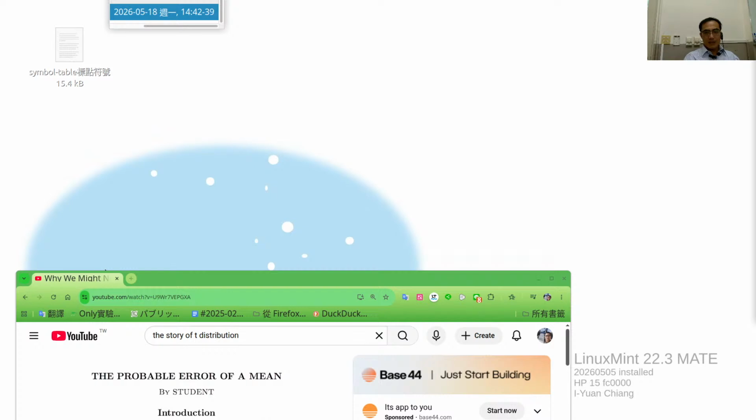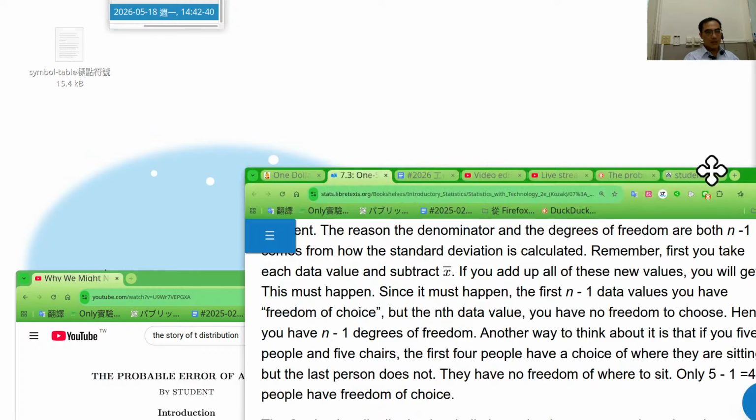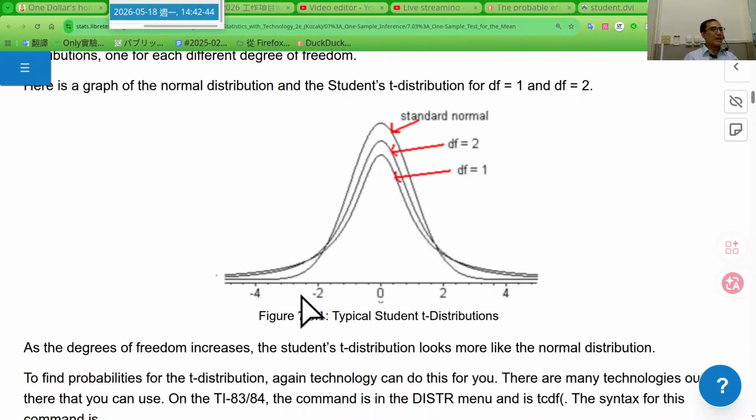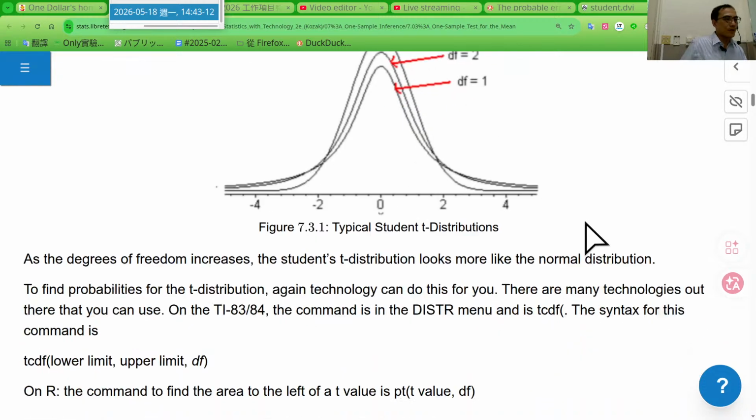Oh, let's come back here. And we know that degree of freedom 1, what does it mean? The sample number is 2, 2 minus 1, we get 1. Degree of freedom 2 means the sample number is 3, 3 minus 1, that would be 2. And with the increase in the sample number, the bell-shaped curve is approaching the normal distribution.